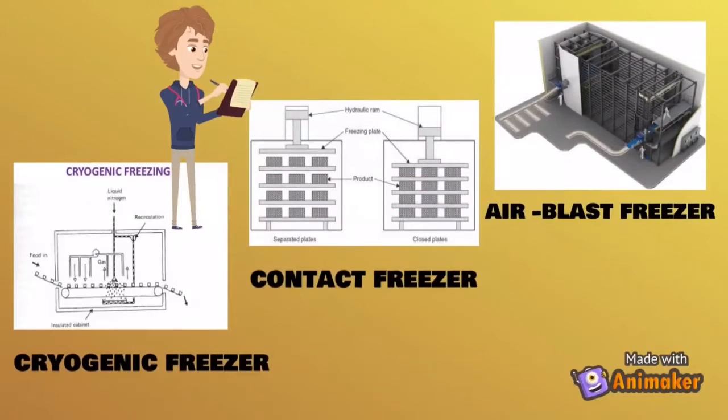There are three main types of freezing equipment. The air blast freezer is the most common method being used. The heat is transferred by using air. The examples are mechanized freezing tunnels and carrier freezers.